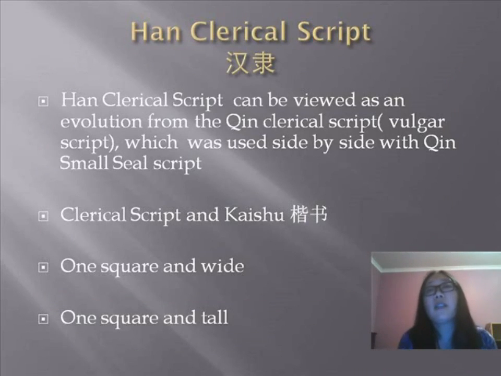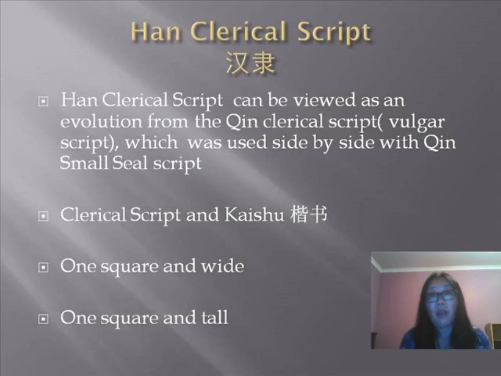Well, Qin Shi Huang conducted this orthographic reform within his empire, that is the use of the small seal script as the only script used within China at that time. But along with the small seal script, there was another script called vulgar script, used side by side with the Qin small seal script, perhaps for different purposes. Qin small seal script was used for the record of official documents or this kind of thing, while the vulgar script, as the name suggested, was used by common people. And anyway, from the vulgar script, we had the Han clerical script.